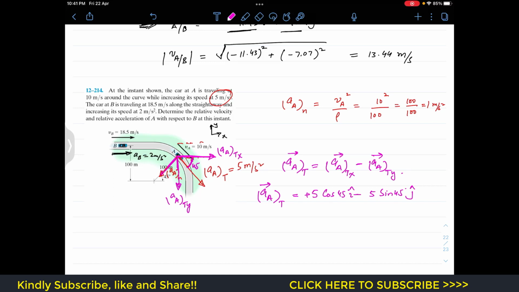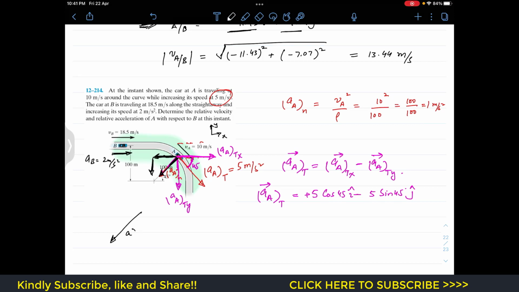Similarly, as we can see, this AA is making 45 degrees. We have shown that this is AA towards the center. So again it will have two components since it is making 45 degrees. So now we can resolve this. If we resolve this normal acceleration of the car A, it will have two components. It will have one component in this direction and the other component in this direction.